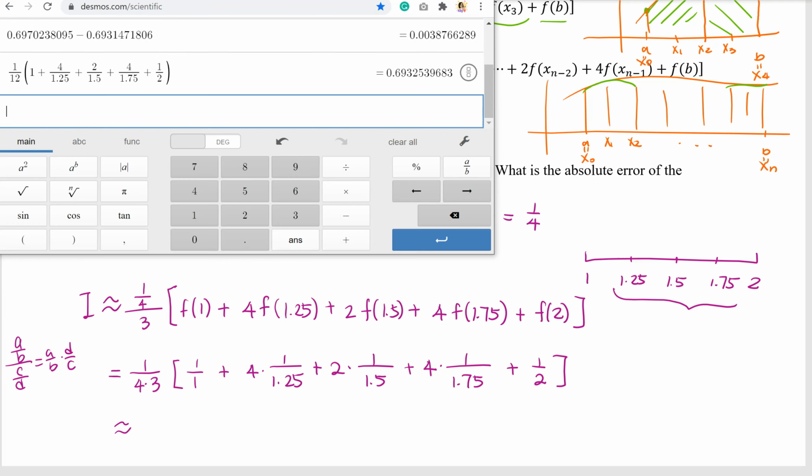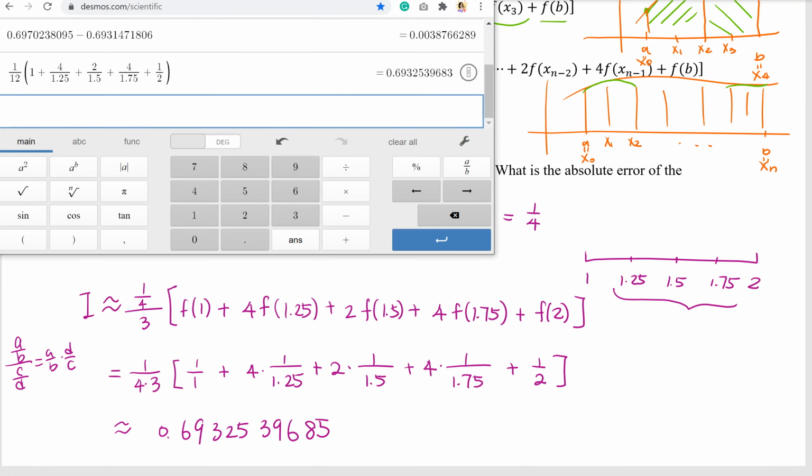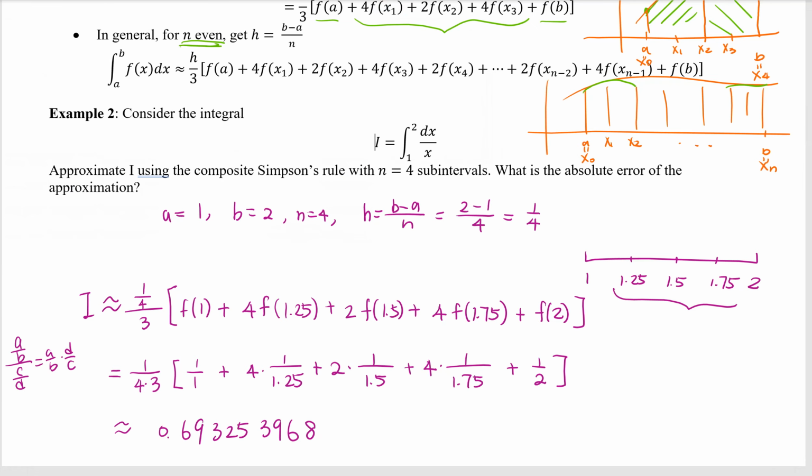And the answer is 0.69325... 39683. Let me check. 0.69325... 6383. Oh, it's not 5, it's 3. Okay, so far so good, everybody.